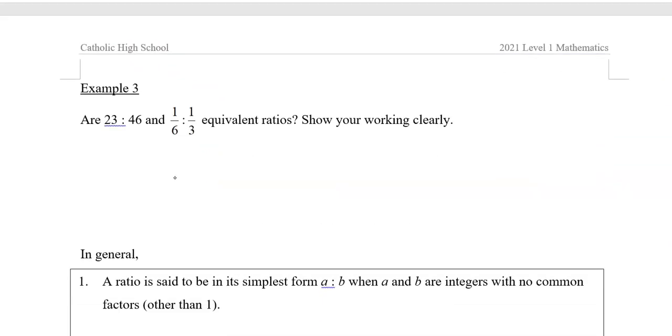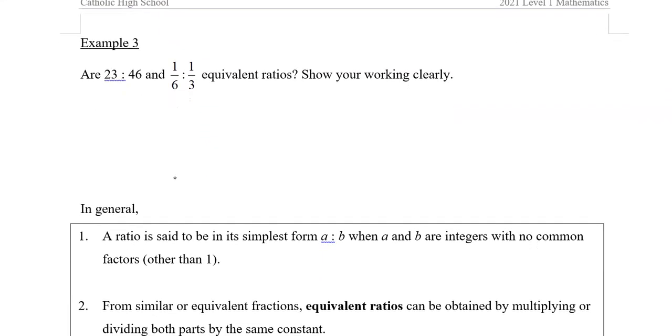Next, example 3. The question is asking whether 23 is to 46 and 1 over 6 is to 1/3 are equivalent ratios. So how are we going to compare? One easy way is to convert these two fractions into whole numbers in this proportion.